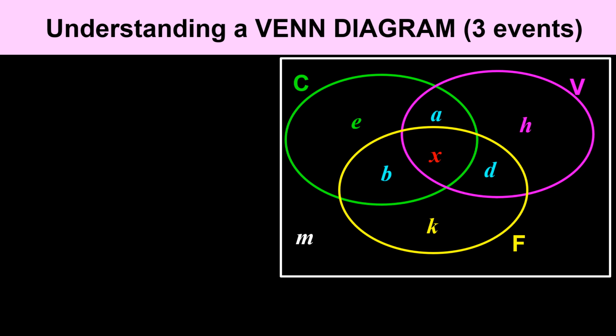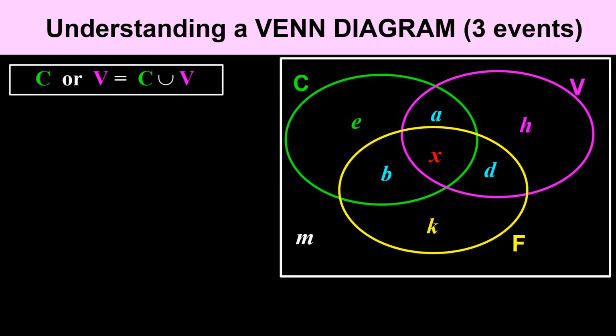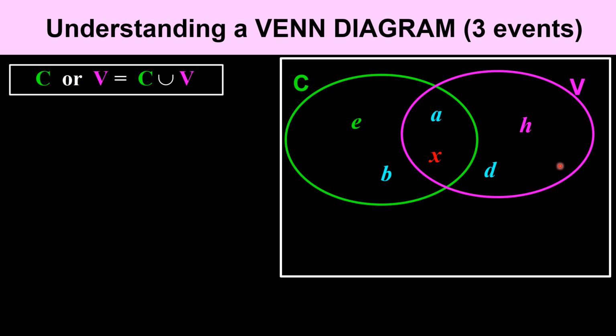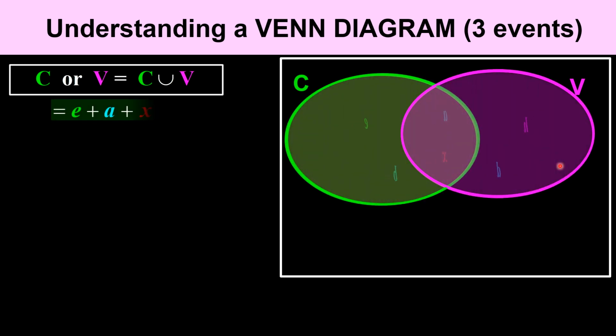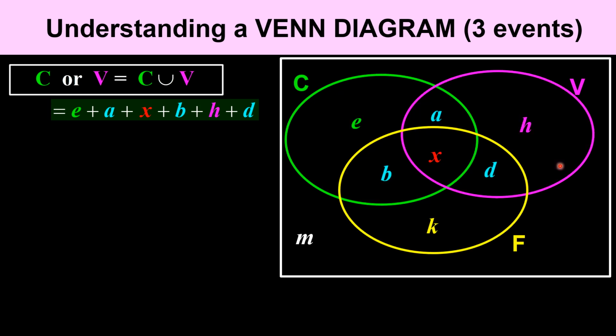Let's take our diagram back again there. Three events. Now we want OR, C or V, or C union V. So that is the C or the V. Can you see? That's the C or the V. And it's those 6 parts there. So that's going to be E plus A plus X plus B plus H plus D.